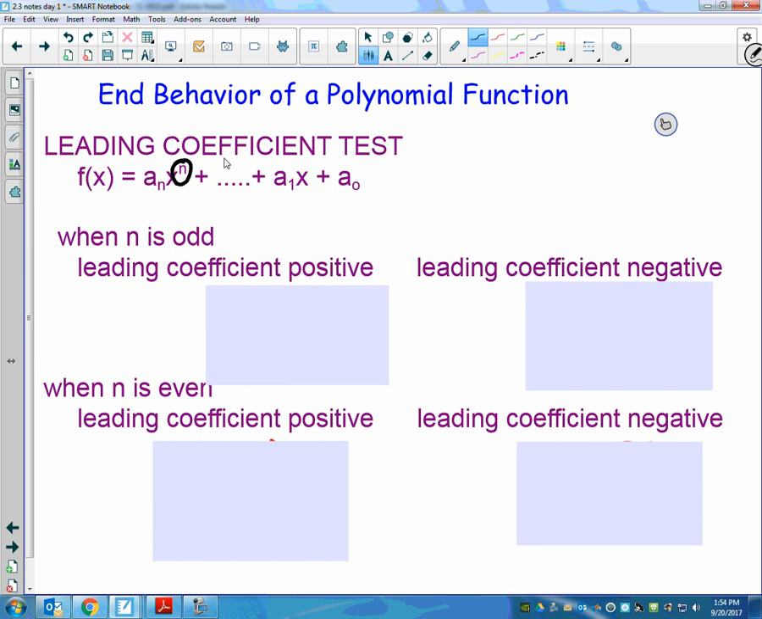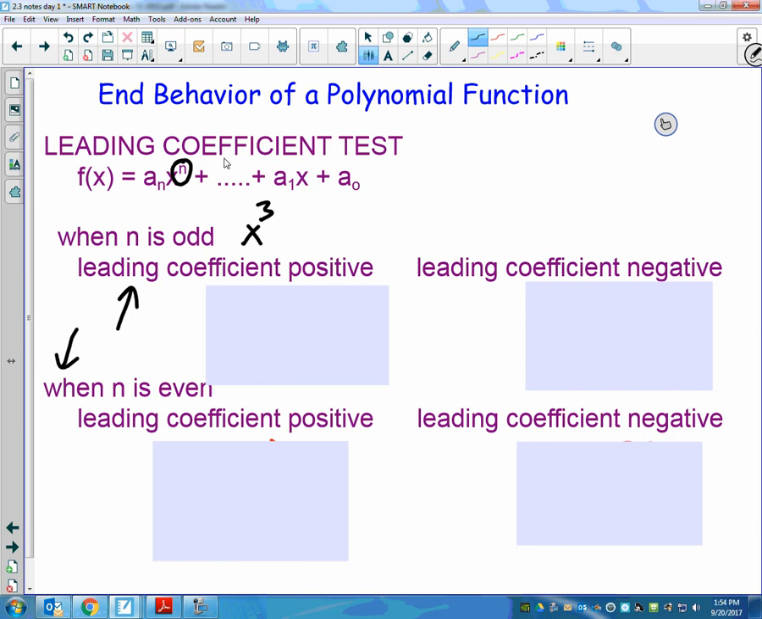So a good function to think about for odd is x cubed. The same thing applies for any odd function. So the end behavior, if the leading coefficient is positive, so that's the number in front, if that's positive, then the right side of the graph goes up, the left side of the graph goes down. So the left side of your graph should have an arrow pointing down, the right side of your graph should have an arrow pointing up, and then whatever in the middle.